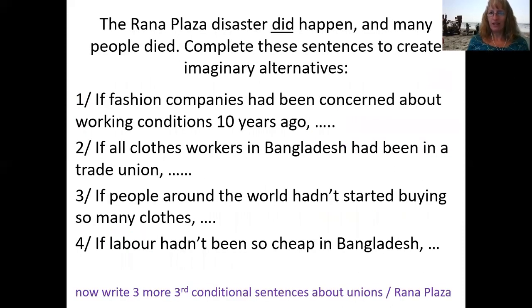So here are some sentences to complete. Because they're in the past, we can't change them, but you can imagine different alternatives. I want you to pause the screen and complete these four sentences in the third conditional, okay? Okay, ready? So check that you have the past conditional in your second half of the sentence. So it has to have would or wouldn't, then have, and then a past participle. Check the meaning of the result of that condition as well. If possible, share your sentences with somebody else to check.